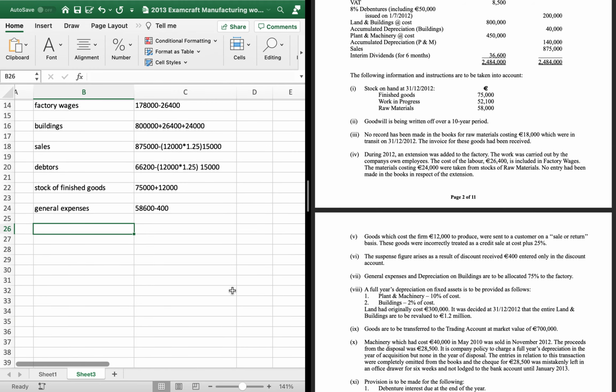Number 8 then, a full year's depreciation on fixed assets is provided as follows: plant and machinery 10% of cost, buildings 2% of cost, land which had cost 300,000. It was decided to revalue land and buildings to 1.2 million. So I'm going to do the depreciation of the land and buildings first. So it's 2% of the new land and buildings figure. So in this case, what's that? 850,400.